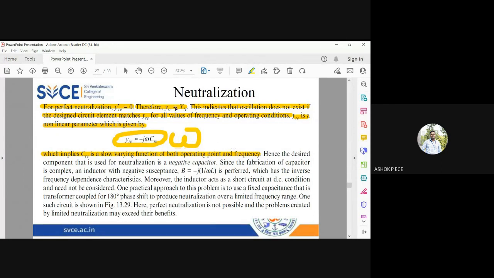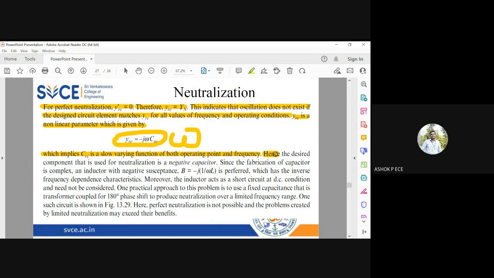So this equation will not be valid for all frequencies. Yn is a constant term, but Yre depends on omega. So when omega is constant, this equation will be perfectly valid. When omega starts varying, this equation's validity is also not going to hold.